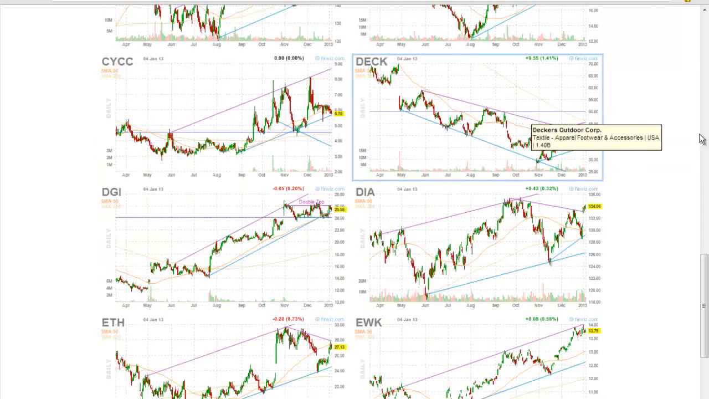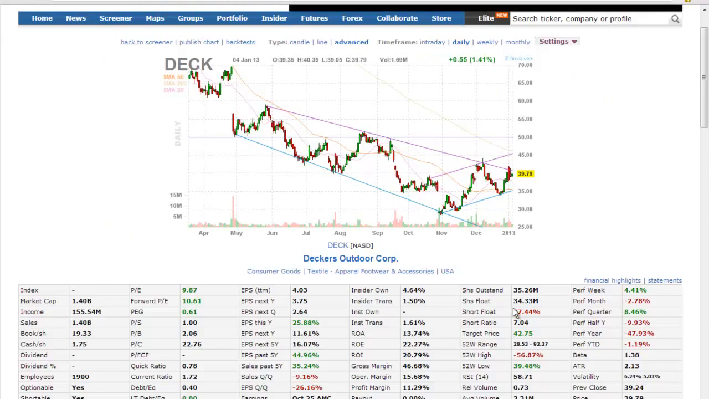So let's take a look at DEC. See the short percent is 47.44%. That's incredibly high. So if we break out of this descending channel, this could be interesting.